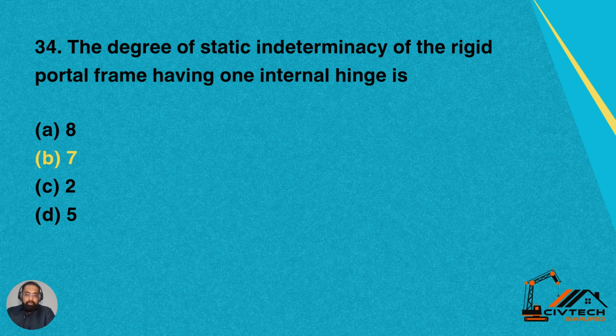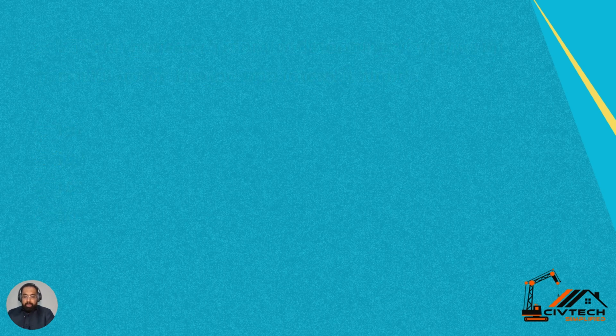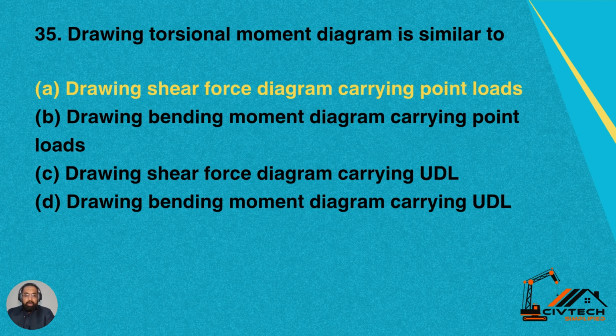Question 34. The degree of static indeterminacy of a rigid portal frame having one internal hinge is option A 8, option B 7, option C 2, option D 5. So B 7 is the correct option.